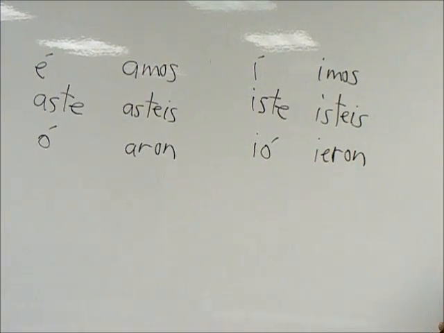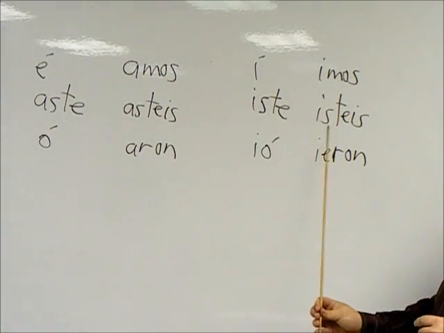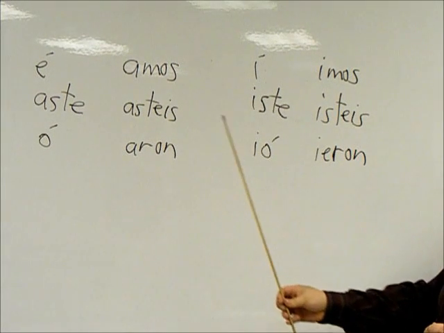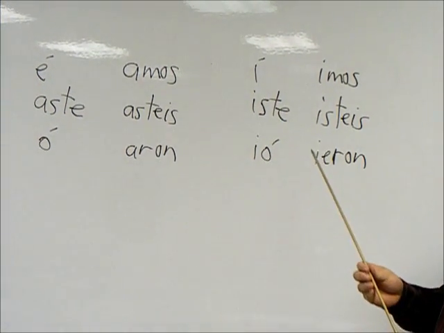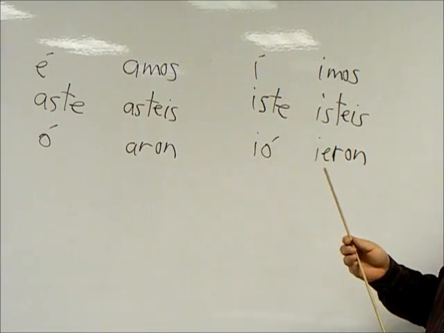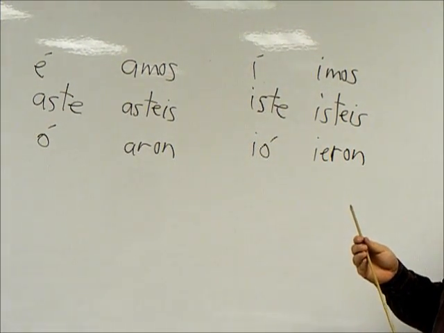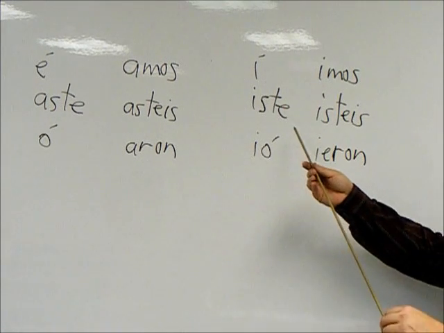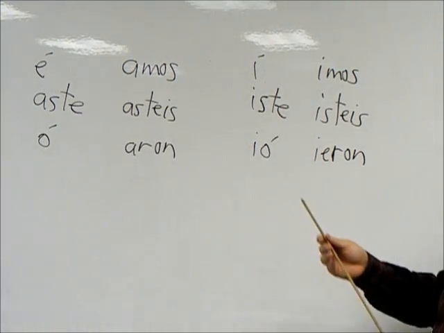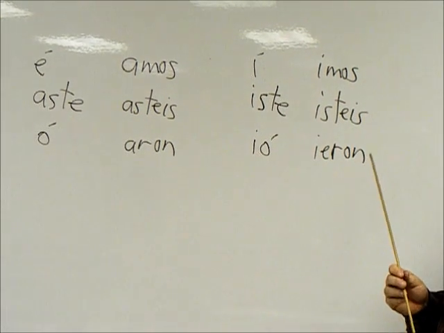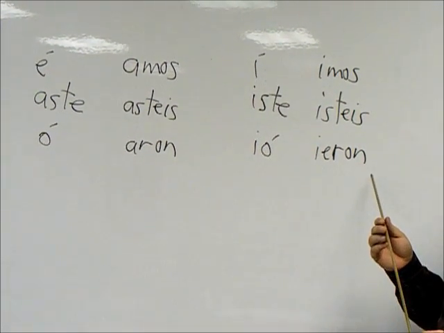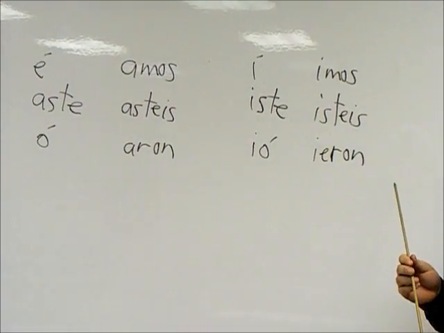Let's go to the ER and IR verbs. These endings are relatively similar to the AR endings, but these are used for ER and IR verbs. For example, comí ayer por la mañana. I ate yesterday morning. ¿Comiste tú ayer? Did you eat yesterday? Él comió ayer. He ate yesterday. Nosotros comimos ayer. We ate yesterday. ¿Ustedes comieron ayer? Did you guys eat yesterday?